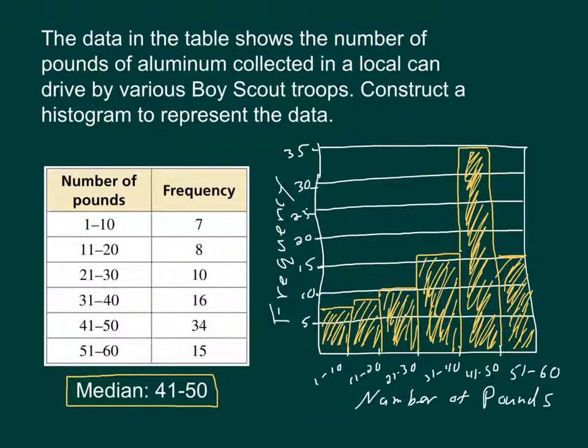It's probably where the mode is as well, and perhaps where the mean is, although the mean very likely could be in the 31 to 40 range as well. Depends on the actual numbers. All right, hope this is pretty clear.